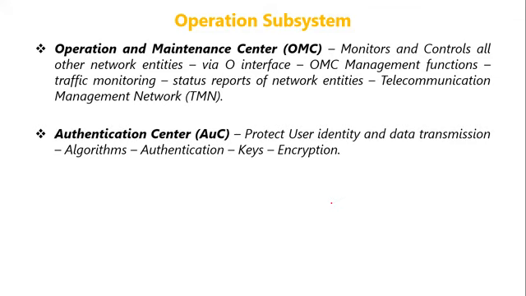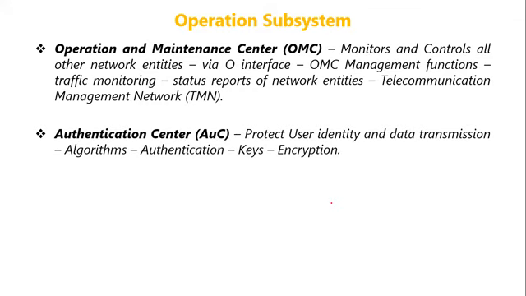Otherwise, anybody can just tap into a wireless network if they know the frequency at which the communication is happening. And tapping a mobile phone is also not that difficult. So an authentication center is required. This authentication center provides protection for user identity and data transmission. That is its primary role.